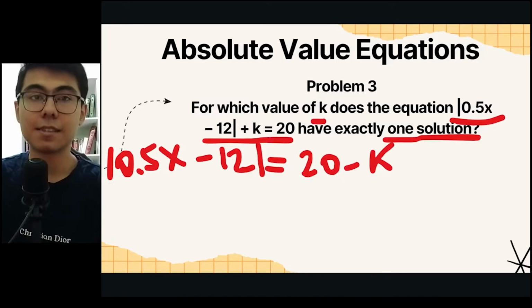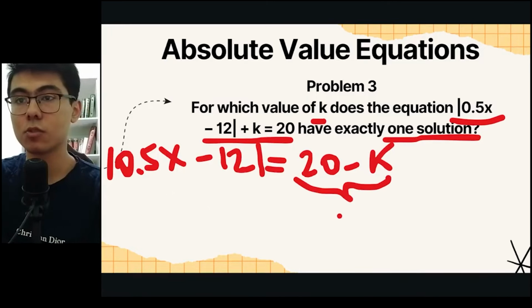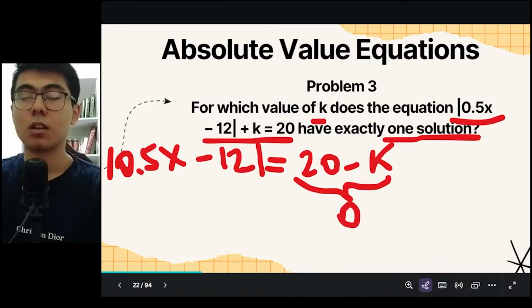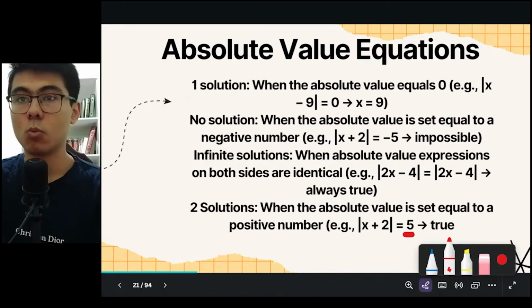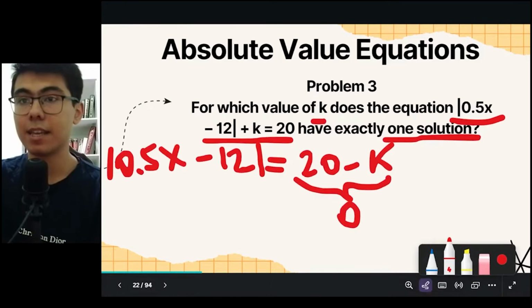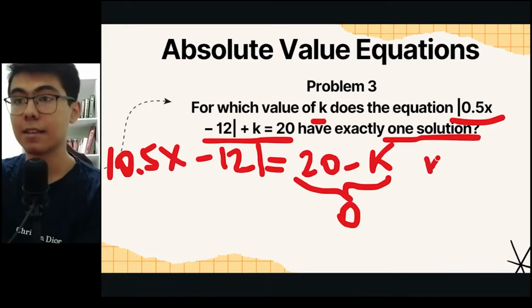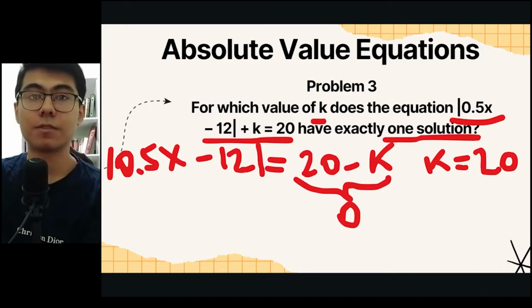Now, let's consider when there is exactly one solution. One solution happens only when this thing equals 0, as we already covered here. Absolute value equations have one solution when the absolute value equals 0. So that's why this thing, 20 - k, should equal 0. And from this, we can get that k equals 20. So that's the first thing.